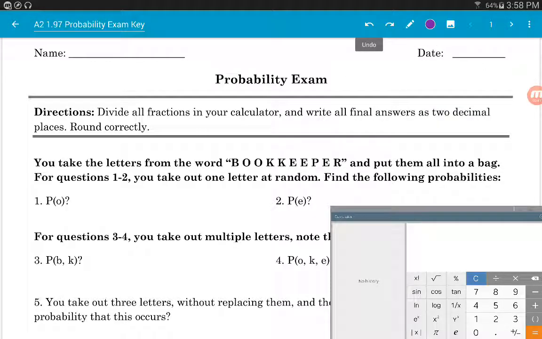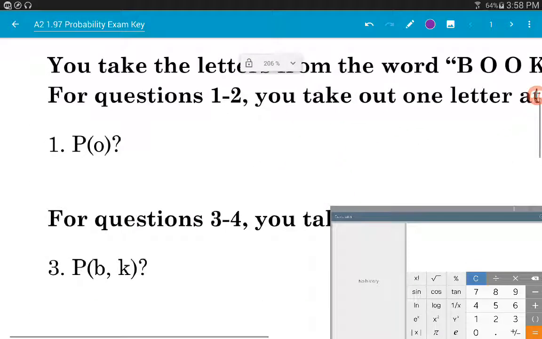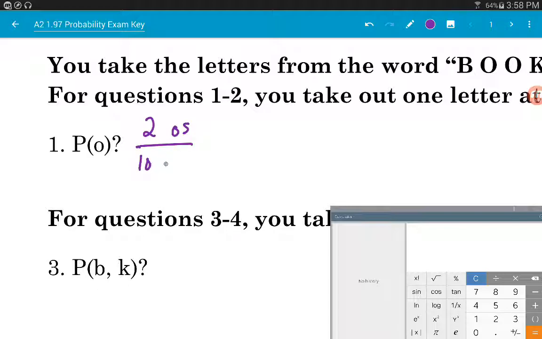Okay, so there are 2 O's out of 1, 2, 3, 4, 5, 6, 7, 8, 9, 10. 2 O's out of 10 letters total. So the probability of getting an O is 2 O's out of 10 total. And 2 divided by 10 is 0.2. That's the probability.